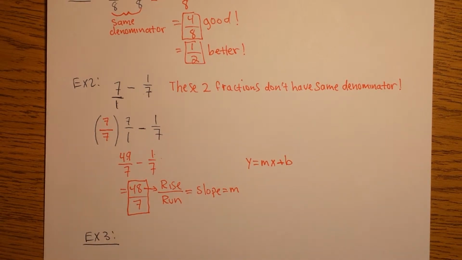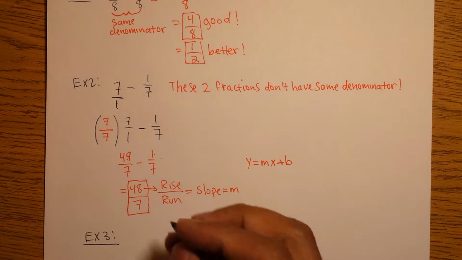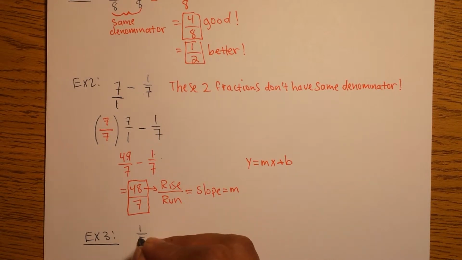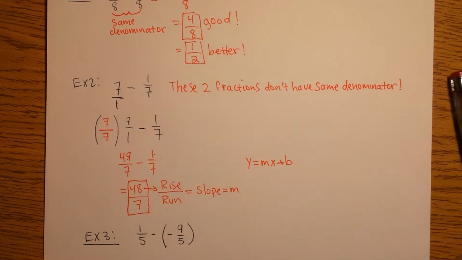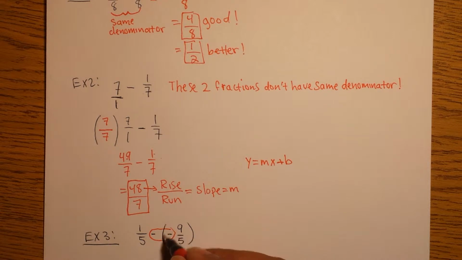Okay, so example 3. And for this one, let's say we have 1/5 minus, and we have a negative inside a parenthesis, so negative 9/5. Okay, now notice you have a negative in front of a negative, and you have that negative inside a parenthesis. So negative and negative becomes positive.